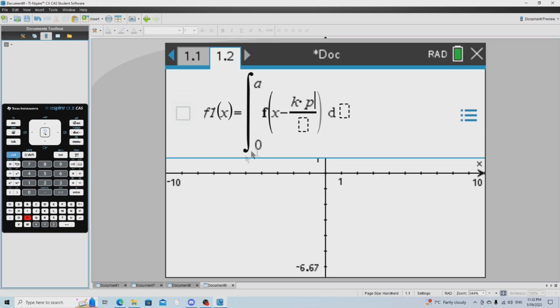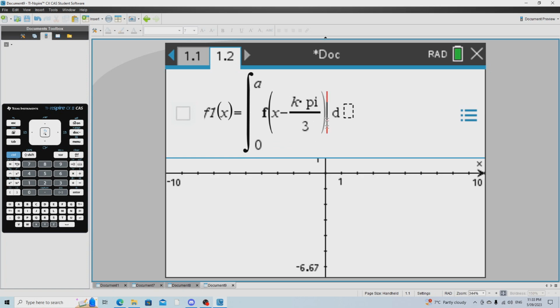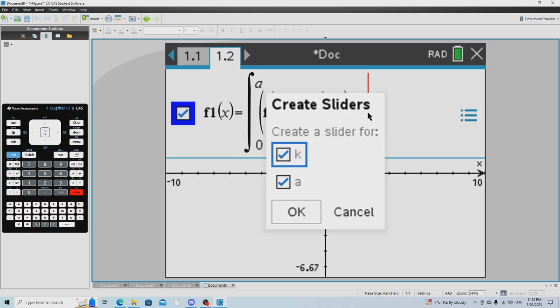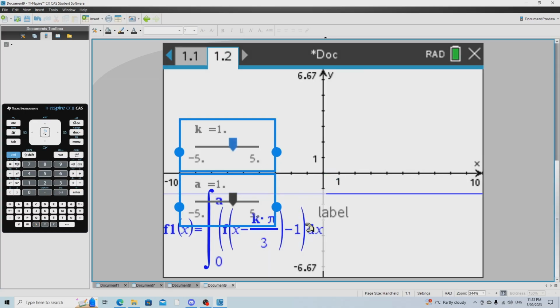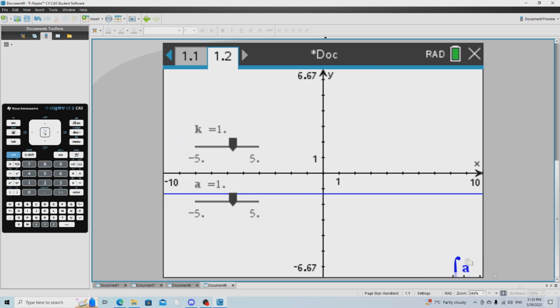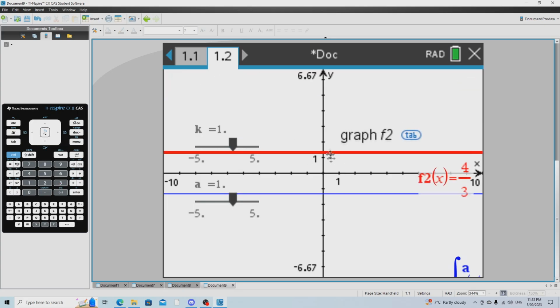K times pi over 3 minus 1 dx. Okay, so we have this. Perfect. Let me just take this out. And we also want to create another one, 4/3. Perfect. So this line, we want the blue one to be equal to the red line.